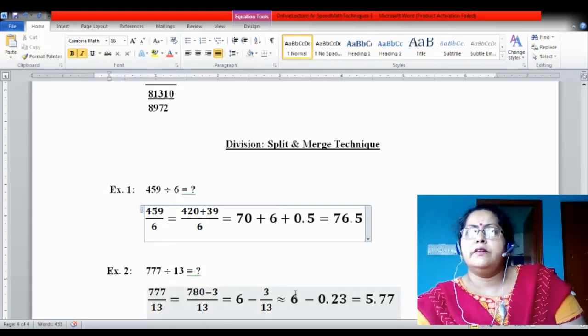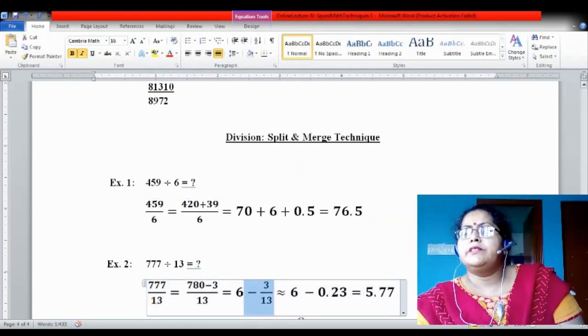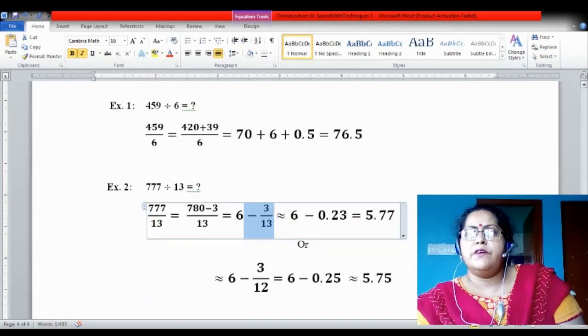Please see, 3 by 13 is closer to 3 by 12. If I approximate 13 by 12, this becomes 1/4. So therefore 6 minus 1/4 means 0.25. So a further approximate number, which can be obtained more quickly, is 5.75. But this is not really far off. Yes, it's approximate, but it is correct up to 1 decimal place, what we can tell.